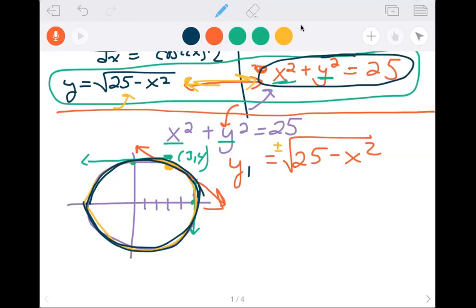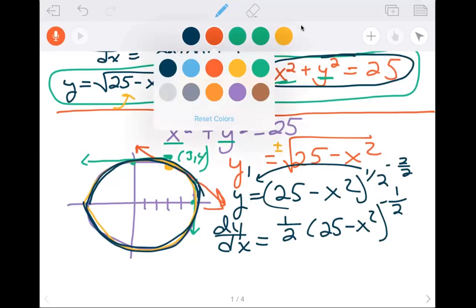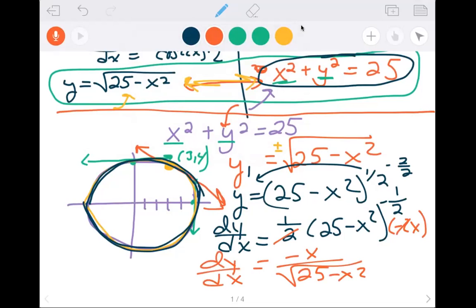So let's take the derivative, which you already know how to do when it's explicitly a function of x. We rewrite it so that we can see the power. We launch into the chain rule. We bring the 1/2 out front. We knock the power down 1, disguised as denominator over denominator. We multiply by the derivative of the guts. And then we clean it up. 2's gone, negative x on top, square root of 25 minus x squared on the bottom. That is the derivative of y as a function of x.